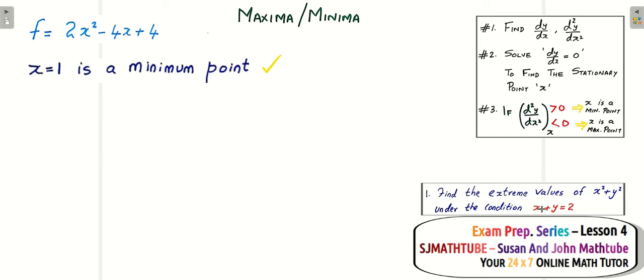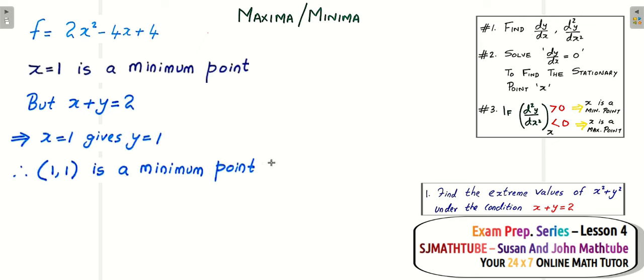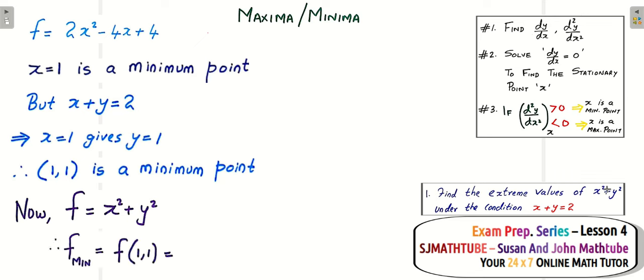Now remember, we started with a maxima minima problem in two variables. So finding x is not enough. A point in two dimension means it will be in the format x comma y, and it's very easy to find. Use the condition. So we found the minimum point. Now for the minimum value, you plug in this point in the given function. So we get 1 square plus 1 square and the value is 2.